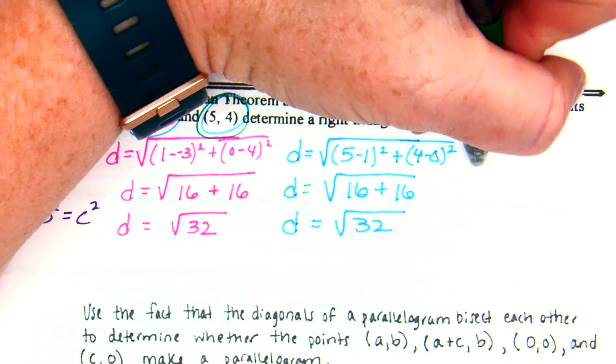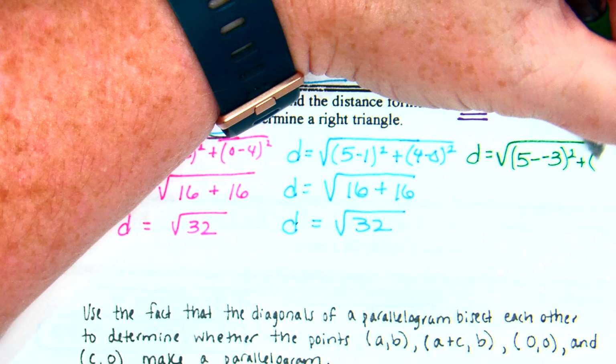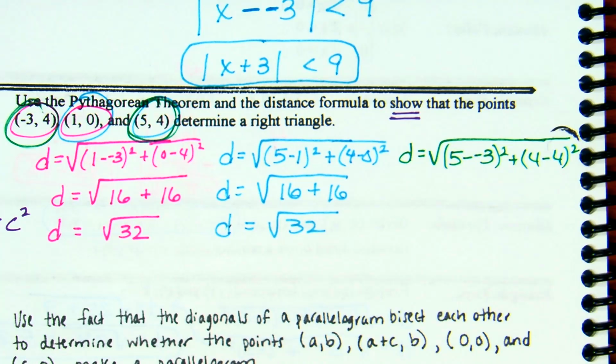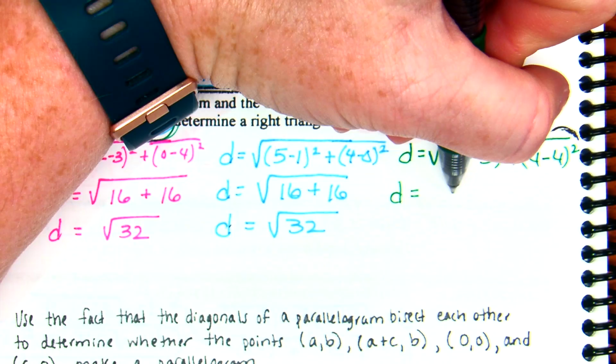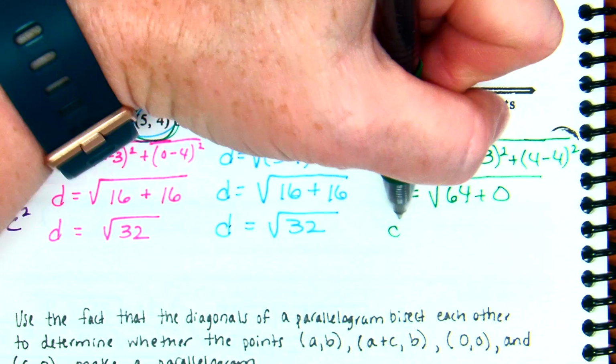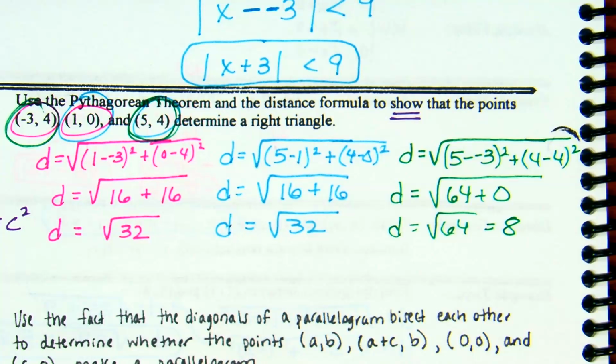And I'll just write it out real quick to show you it does work. 5, 4, -3, 4. So I'm doing 5 minus -3 squared plus 4 minus 4 squared. So right there, 5 minus -3 is going to be 8. 8 squared is 64. 4 minus 4 is 0. So square root of 64, which is 8.